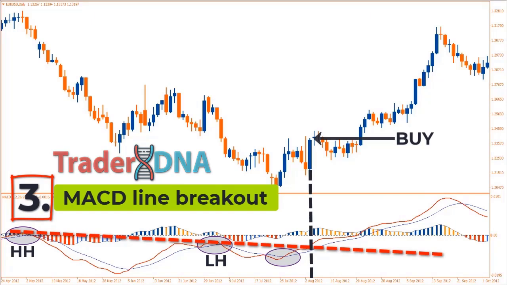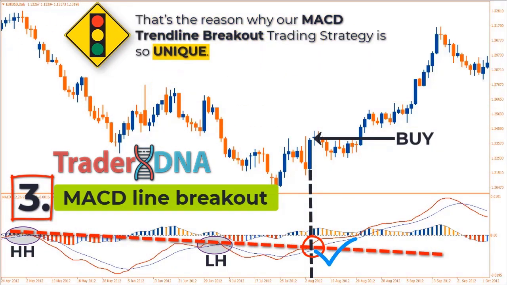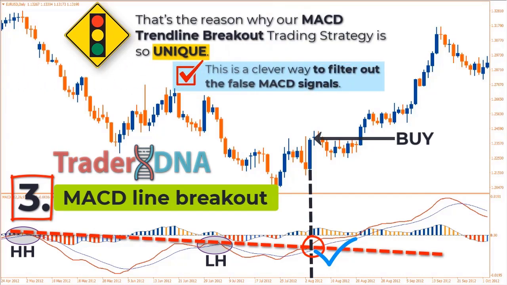However, if trading would be that easy, we would all be millionaires. And that's the reason why our MACD trendline breakout trading strategy is so unique. We are not only waiting for the MACD moving averages to cross over, but we also have our other criteria for the price action to break, also known as the trend line we drew early. This is a clever way to filter out the false MACD signals, but you have to be equipped with the right mindset and have patience until all the pieces of the puzzle come together.